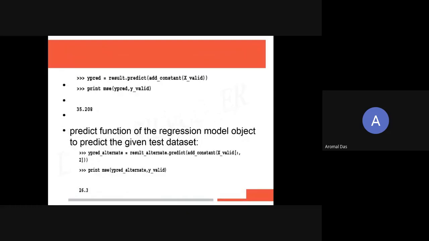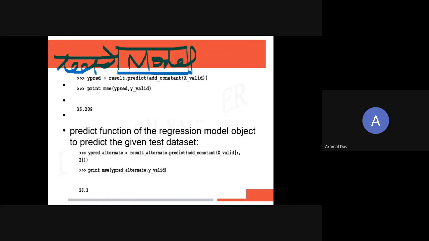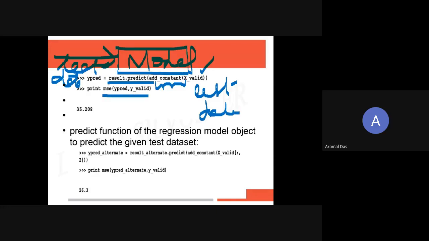So now our aim is to predict. So we built the model. Now we have a model, so we need to test it. So we will apply some test data to this model. We can use the predict function on the result, and add constant will add the intercept of X valid. X valid is the test data. So we will get a prediction value and print the MSE.